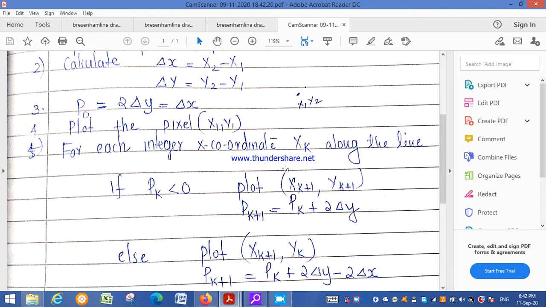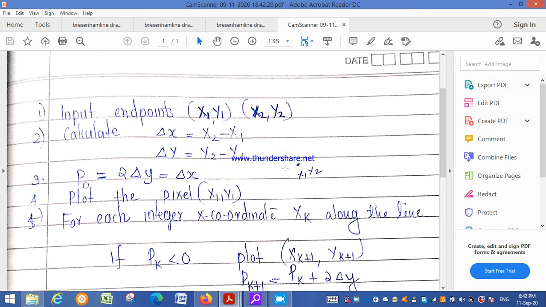Okay, so once again, in Bresenham's line drawing algorithm, we are given two endpoints of a line, and we want to plot the line. For that, given x1, y1 and x2, y2, first you calculate delta x and delta y. From delta x and delta y, you calculate the initial decision parameter p0, using the equation 2 delta y minus delta x. From the decision parameter, we check whether this value is less than 0 or greater than 0. If it is less than 0, we plot xk plus 1, yk plus 1. Otherwise, we plot xk plus 1, yk.